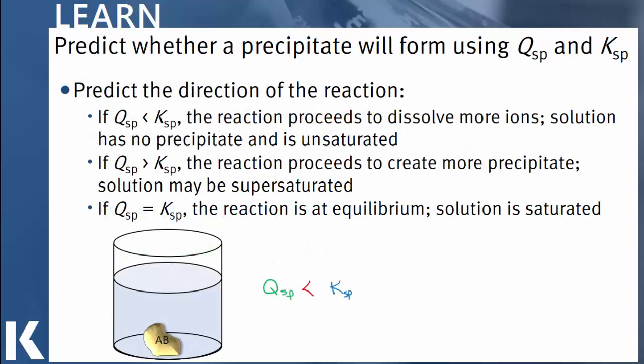If QSP is less than KSP, then the solid will be dissolved into ions in solution so that there is no precipitate. If QSP is greater than KSP, then the direction is reversed and ions will come out of solution to form precipitate. This may also indicate supersaturation, which will be discussed in a later video. If QSP is equal to KSP, then the reaction is at equilibrium and the solution has as much ion in solution as it can hold. Let's use this information in the applied question.